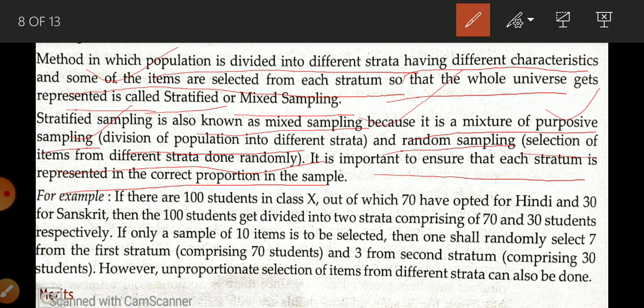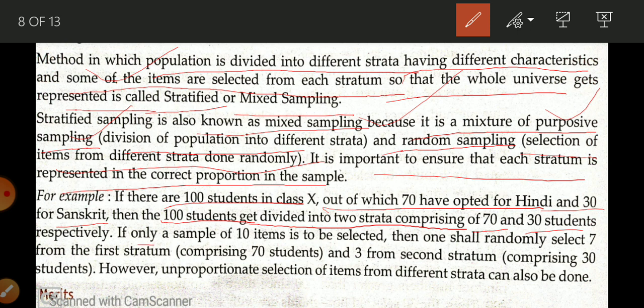Here is given the same example that I had discussed. Suppose there are 100 students in class 10, out of which 70 opted for Hindi and 30 for Sanskrit. Now the 100 students can be divided into two strata, two groups: 70 belonging to Hindi and 30 belonging to Sanskrit.